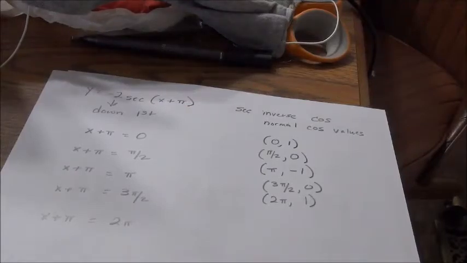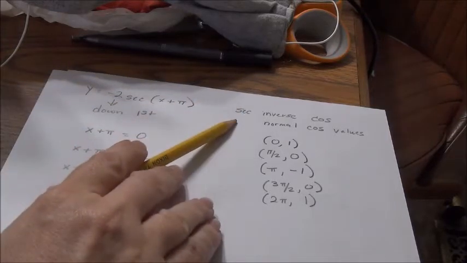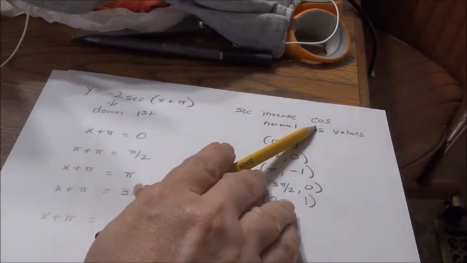All right, here is one where we are graphing a secant function. It's problem type 2. First of all, you have to know that your secant function is the inverse of your cosine function.